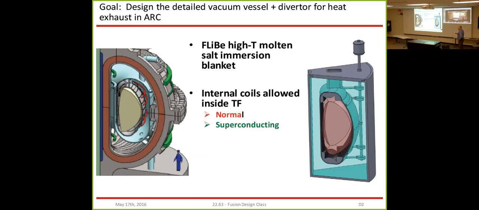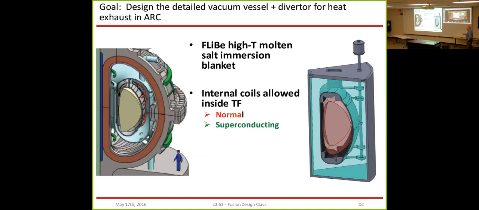Here again was the up-close picture of how it was conceived. You can see that there's very little to no detail about the diverter regions, which are this part and the top and the bottom, dedicated to heat and particle exhaust. There was some slight consideration of internal circulation of the molten salt immersion blanket, high temperature molten salt, through the vacuum vessel for heat removal and nuclear heating, but that was it.